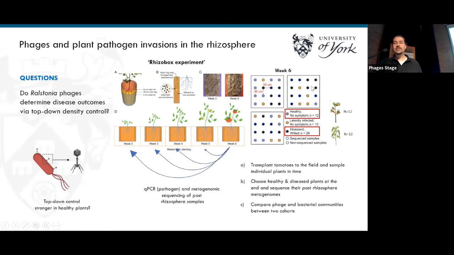Then we went back in time, took all the samples we had collected, sequenced them and looked at what's in there. The main question being, is the microbiome development very different between healthy and diseased plants, focusing on the effects of the phages and bacteria, and looking at the pathogen densities as well.